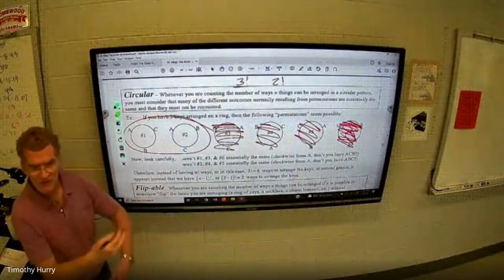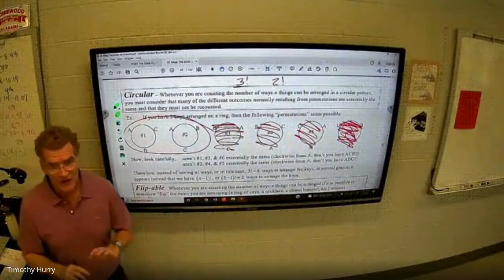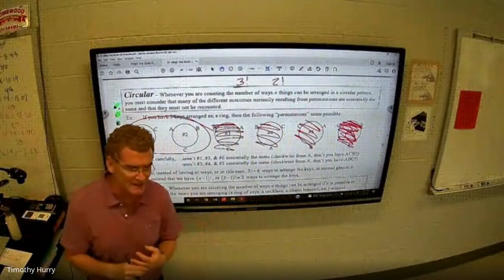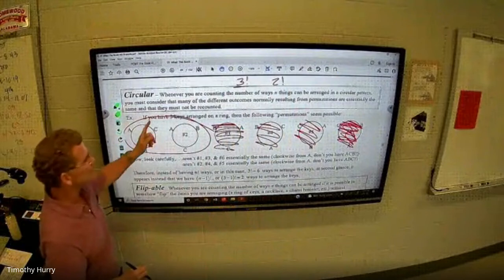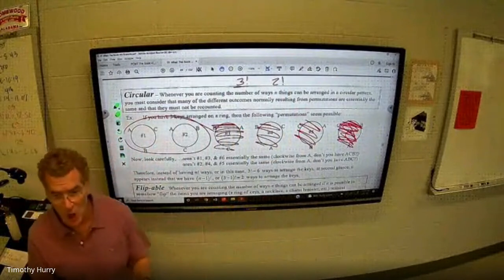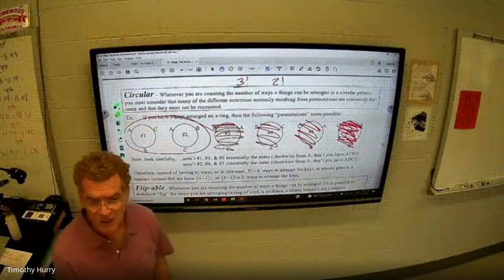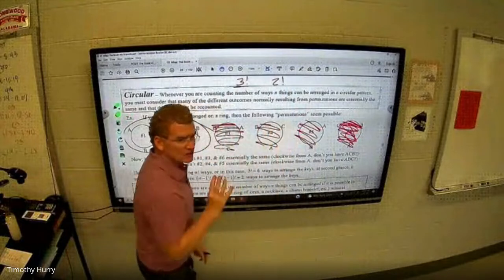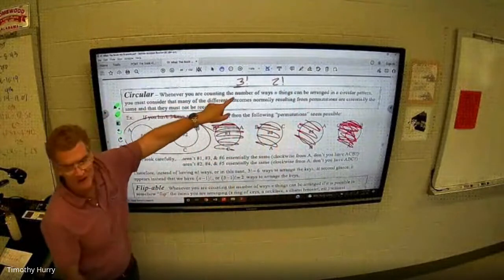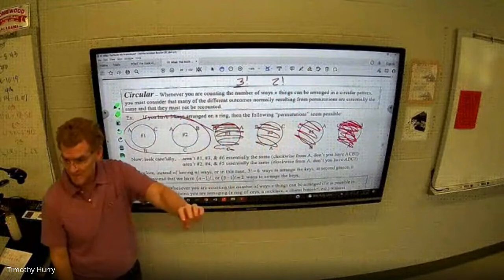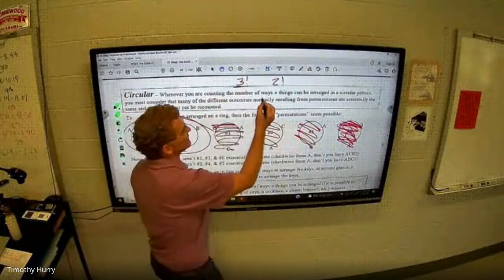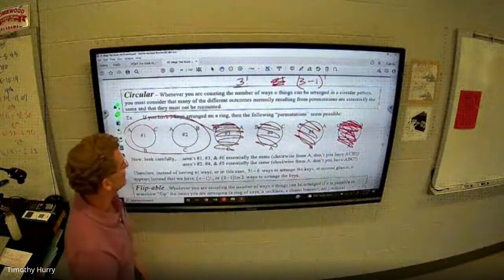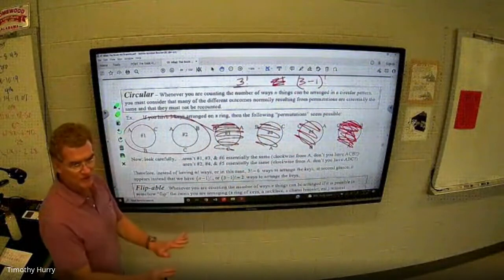So whenever you have a circular situation, now there are things that appear circular that lose their circular nature. We'll talk about that in a couple seconds. But if you have a circular situation and there's nothing that impedes your ability to turn it to create something that looks different, then I don't say 3 factorial when I count like I would if it was linear. I would say 3 minus 1, then factorial, or n minus 1 factorial. Are you with me so far?